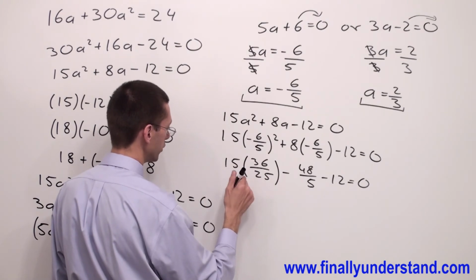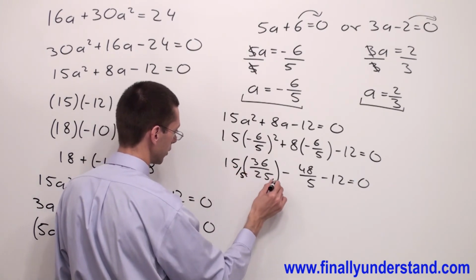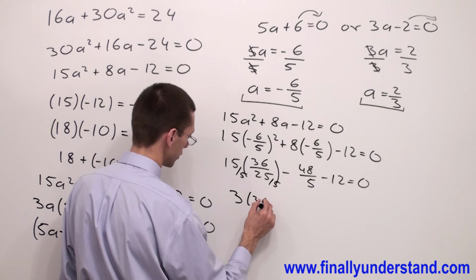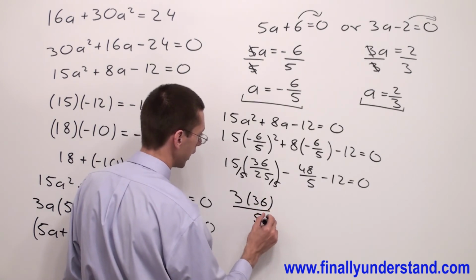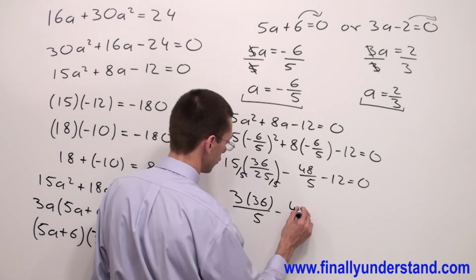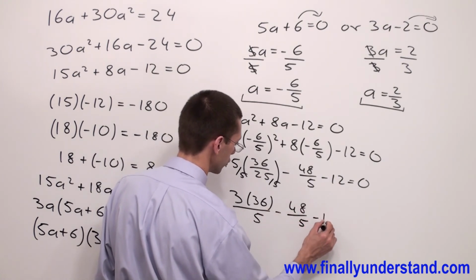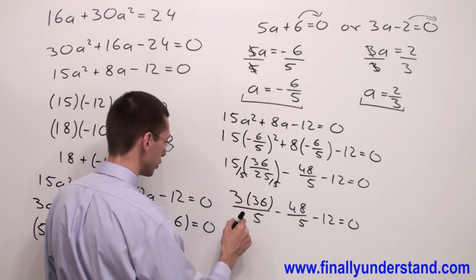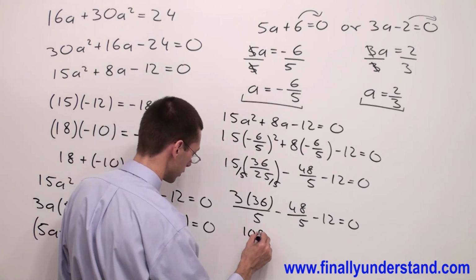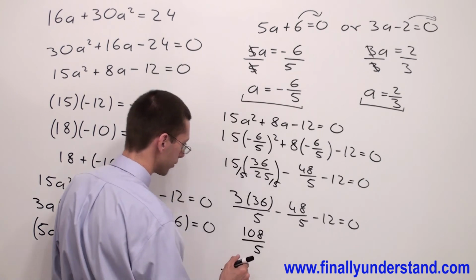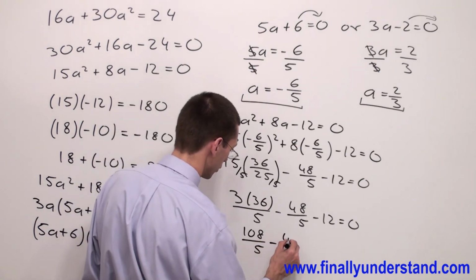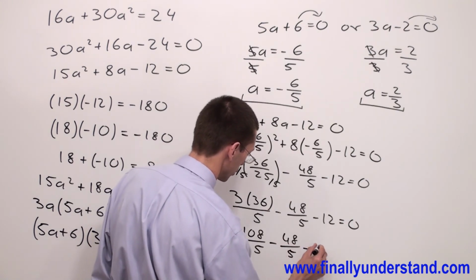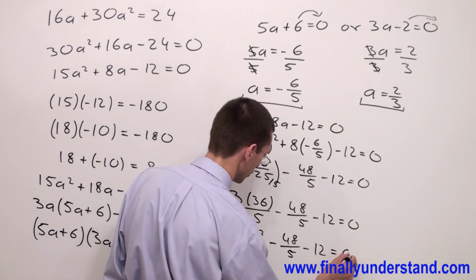15 and 25, both of them are reducible by 5. So I have 3 times 36 over 5 minus 48 over 5 minus 12 is equal to 0. 3 times 36 is equal to 108 over 5 minus 48 over 5 minus 12 is equal to 0.